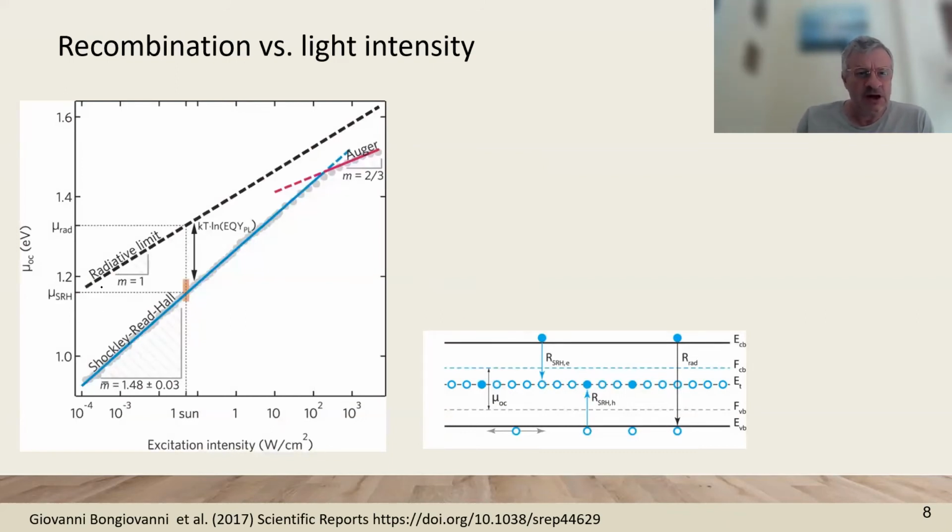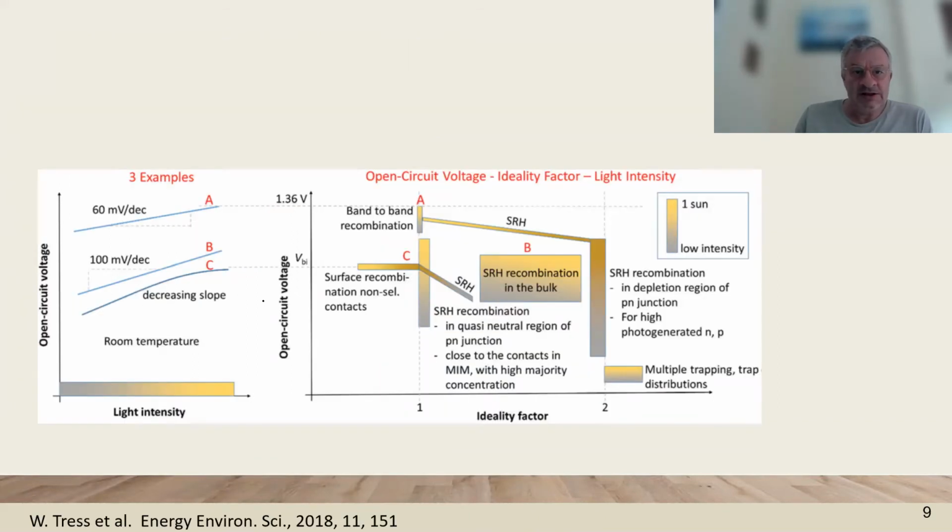And here we can see an example of the radiative limit. In this case, m equals 1. But if we include the mechanism of Shockley-Read-Hall, then this is going to change the number m. It is about 1.5. And when going high, it will be dominated by Auger recombination, with m equals 2/3. So in general, this VOC with respect to light intensity gives different slopes depending on the different mechanisms of recombination in the bulk or also at the surface that are occurring in the solar cell.